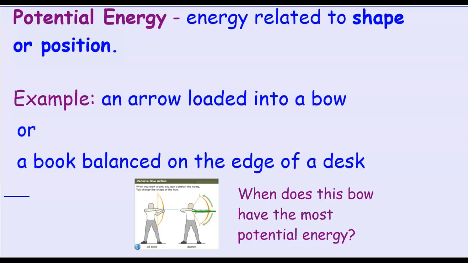The flip side of that coin is potential energy. Energy related to shape or position of an object. By shape, I mean an arrow could be loaded into a bow. As you change the shape by pulling back on the string, you've increased energy stored in the bow, which has the potential to fire the arrow. Also, a book balanced on the edge of the desk has potential energy, more potential than if it was on the floor. Why? Because it has potential to fall. The higher an object is, the more potential energy it will have.